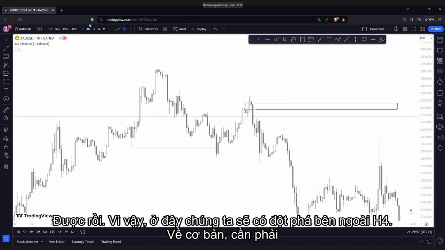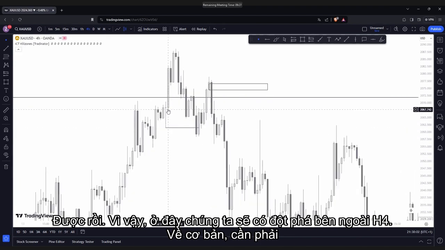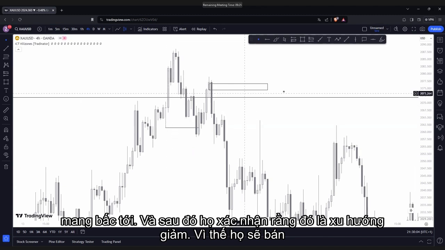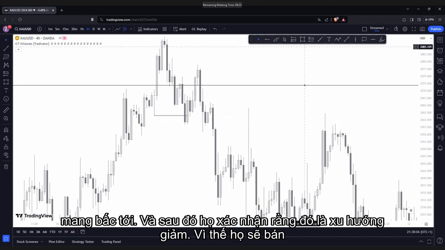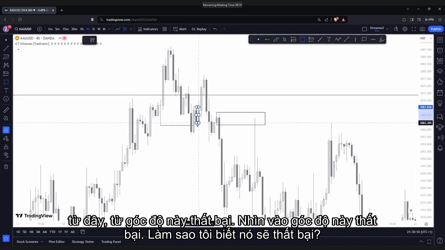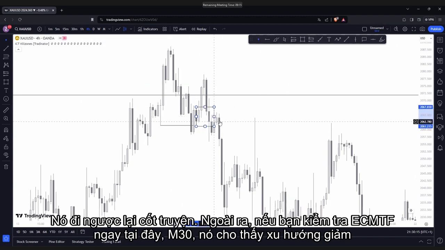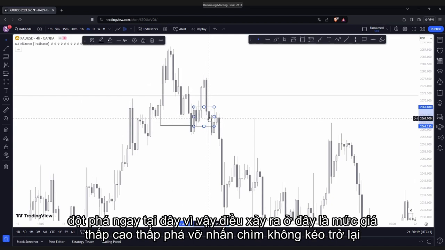All right, so here we're going to have an H4 external breakout, basically. It needs to break the wick, and then they confirm that it is bearish. So they're going to be selling from here, okay, from this engulf fail. Look at this engulf fail. Okay. How did I know it's going to fail? It's against the storyline. Also, if you go check ECMTF right here, M30, it shows a bearish breakout right here.